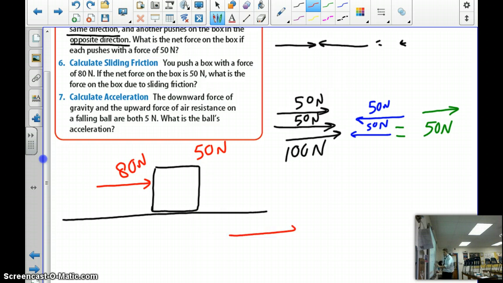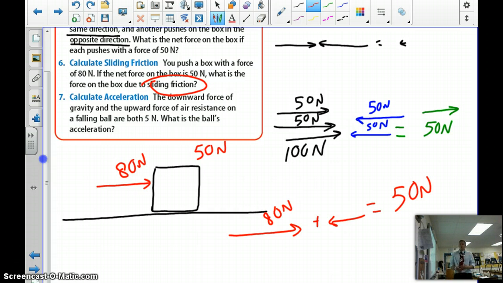So that is you pushing one way, and it says, what is the force due to friction? Well, friction must be taking away from you if you end up with 50 newtons. In fact, friction is like the enemy of motion. It's not always a bad thing, but it always subtracts from your motion. So if I'm pushing with 80 and I end up with 50, how much of my effort is friction gobbling up would be the difference. It would be 30 newtons.